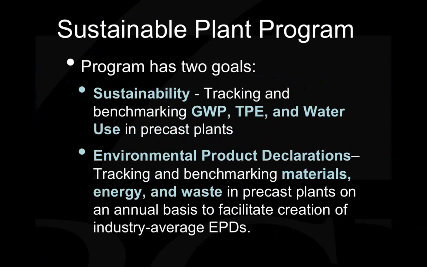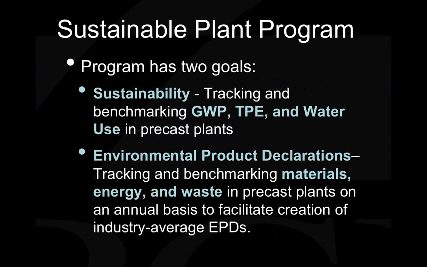So that is where the program originated from, and what it has evolved into is that we realized that we could evolve this tracking tool into a tool to help us create an industry average environmental product declaration. So the program now has two goals. The first is the same that it's always been. We want to track and benchmark these different environmental indicators such as global warming potential, total primary energy, and water usage in the precast plant.